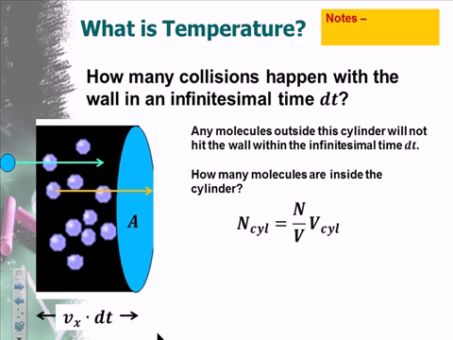Now, how many molecules are inside this cylinder? Well, if I want to compute that, all I have to do is figure out the density of the gas, which is the number of molecules inside the box divided by the volume of the box. And then I just have to multiply that times the volume of this little cylinder. Well, the volume of this cylinder is its area times its length here. So I can replace V cylinder with area times this. And now I have an expression for how many molecules are inside this cylinder. These are the only molecules that will have the capability of hitting the wall in our little infinitesimal time dt.